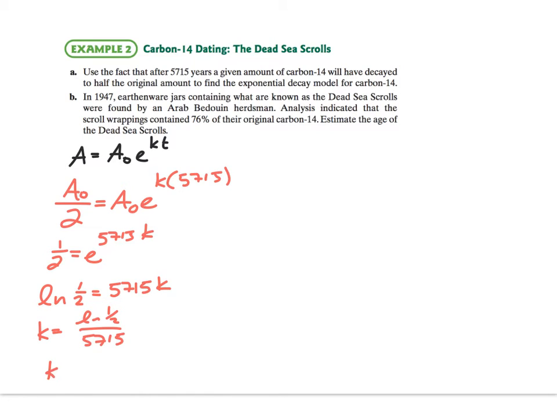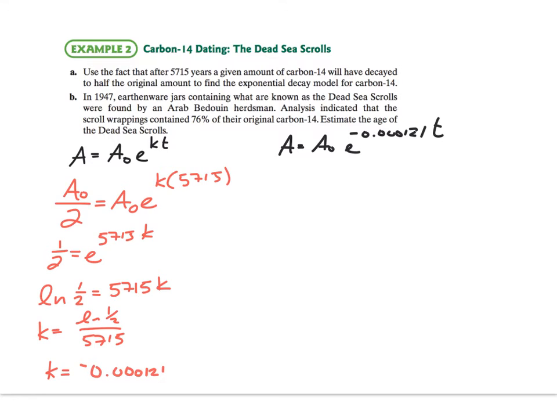So k is going to be equal to negative 0.000121. Okay, so our model here, A is equal to A naught e to the negative 0.000121 t. Okay, and with that we were able to find the amount of time it takes for half of any material.